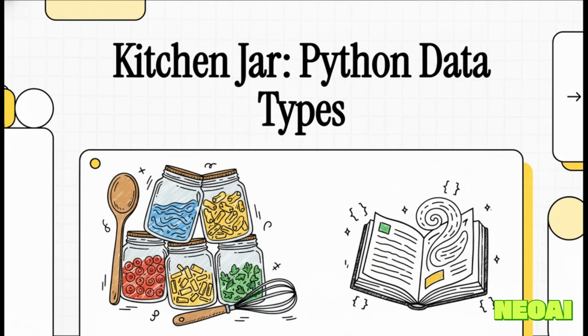Hey everyone, and welcome! Today we're going to step into what I like to call the programming kitchen. We're going to get everything organized with this super simple idea: the Kitchen Jar Guide to Python data types. Sound good? Let's dive in.